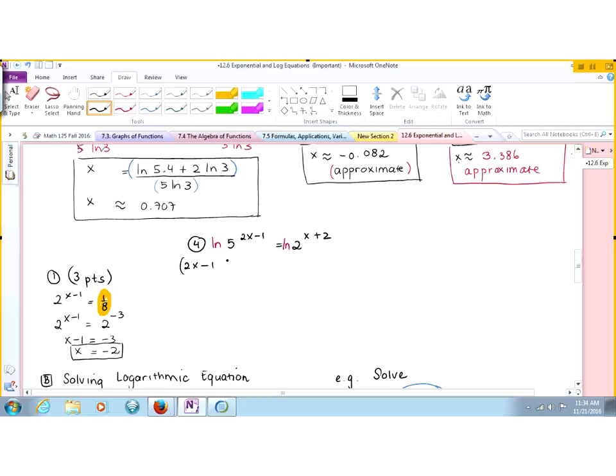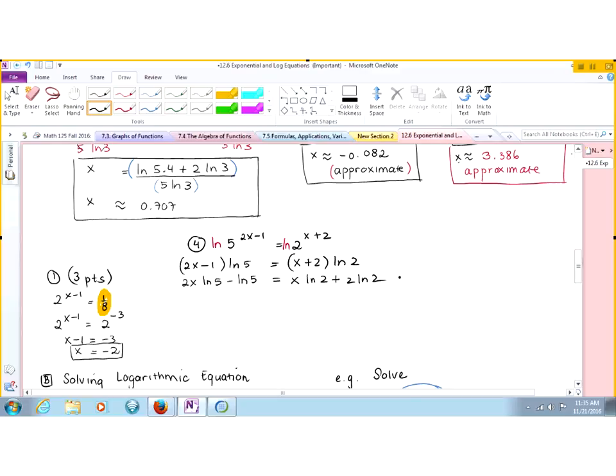So 2x minus 1 times ln 5 is equal to x plus 2 times ln 2. All right. So what next? 2x times ln 5 minus 1 times ln 5. What is 1 times ln 5? It's just ln 5, is equal to x times ln 2 plus 2 times ln 2. All right.